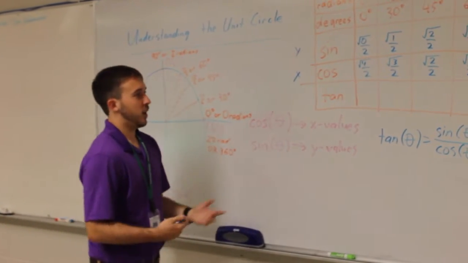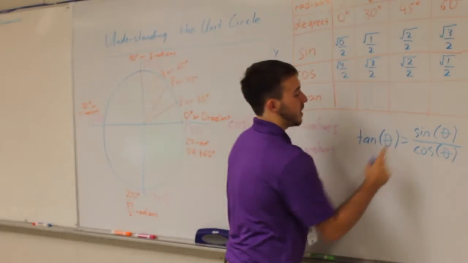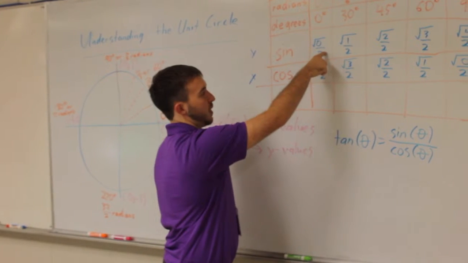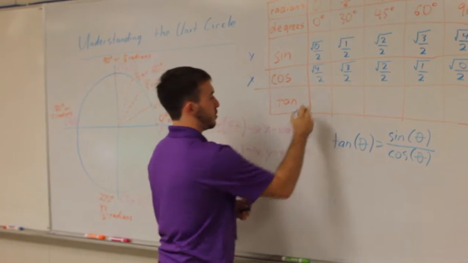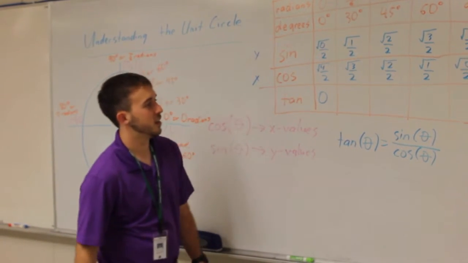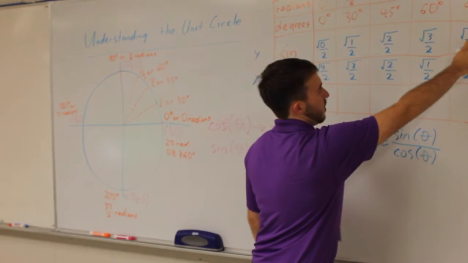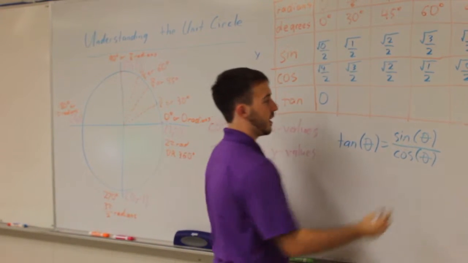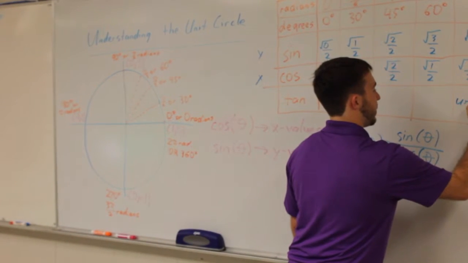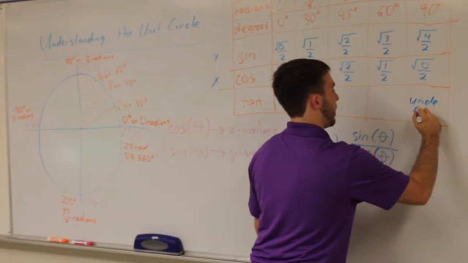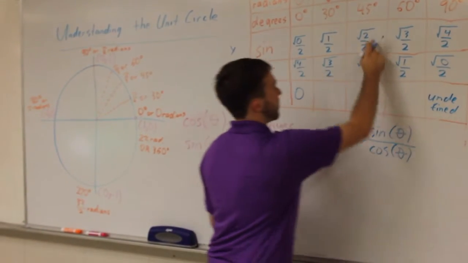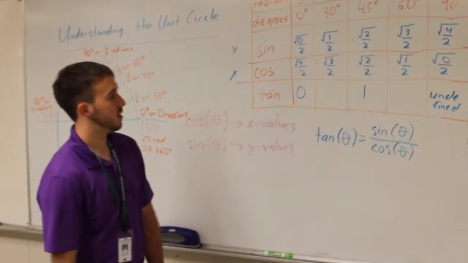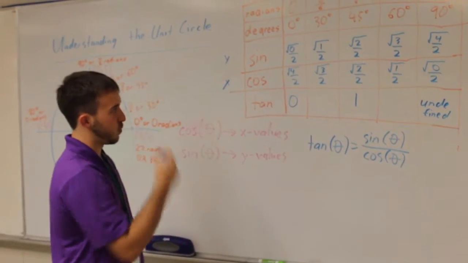Well, tangent, how do I know about tangent? Tangent is sine over cosine. So what can we do with that? Well, if sine is 0 here, 0 over anything is going to be 0. Here I've got something over 0. I've got 0 in the denominator. We don't like that. We can't have that. That's undefined. I've got the same thing over itself right here. That's 1.